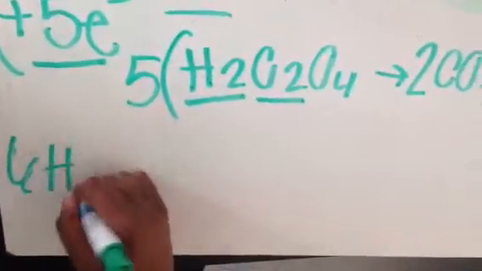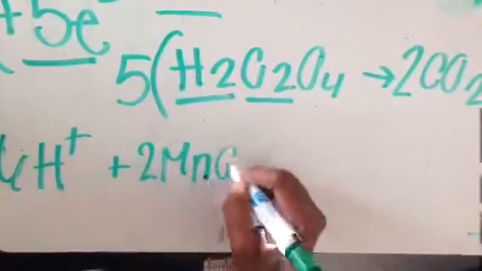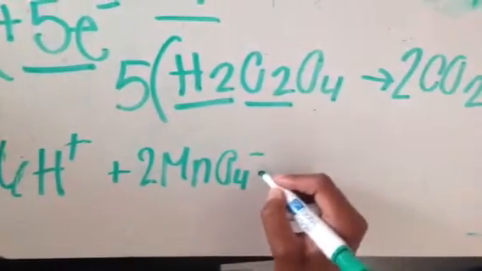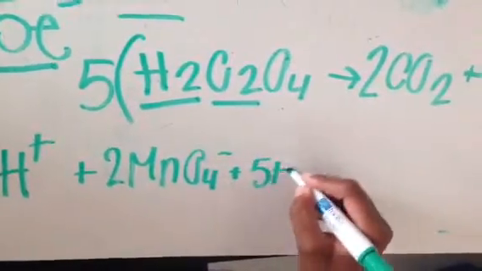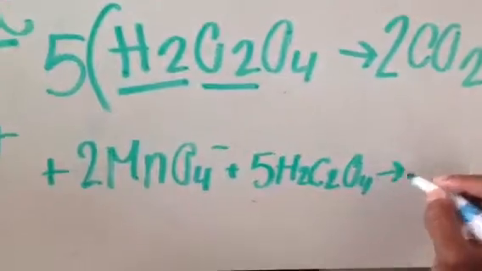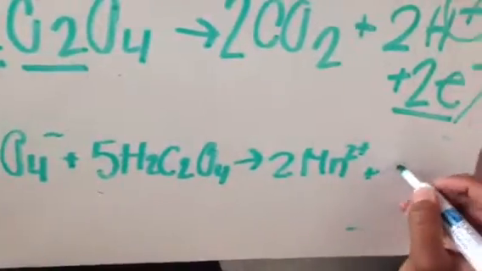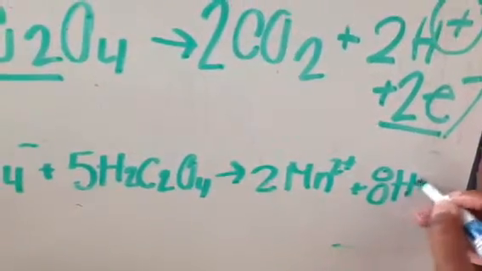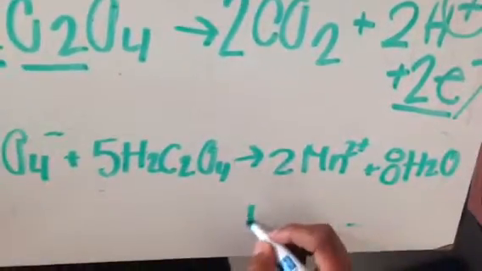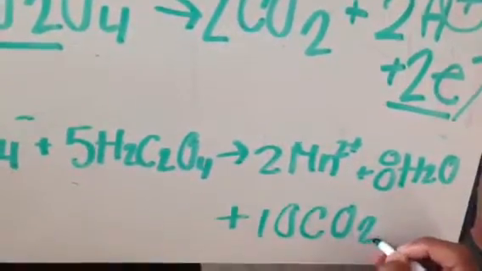6 H plus, 2 MnO4 minus, plus 5 H2C2O4 giving 2 Mn2 plus, plus 8 H2O, plus 10 CO2.